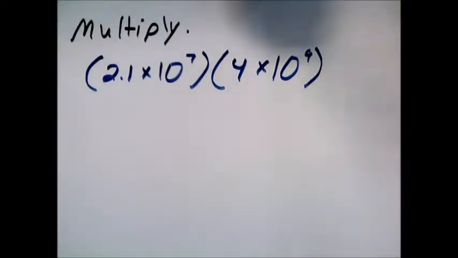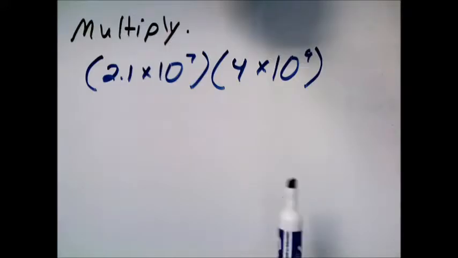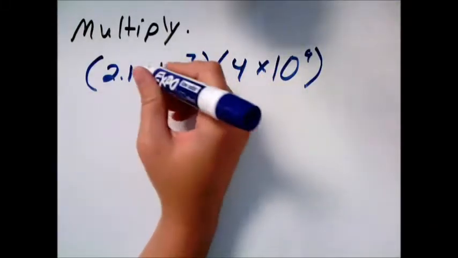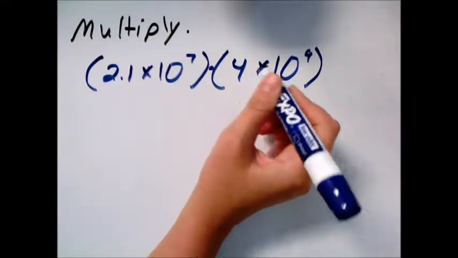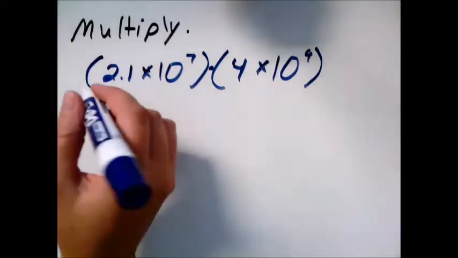Here we're going to look at multiplying two numbers that are written in scientific notation. So 2.1 times 10 to the 7th times 4 times 10 to the 9th. One thing this hinges on is noticing that this is all multiplication, multiply, multiply, multiply, so we can really do it in any order.